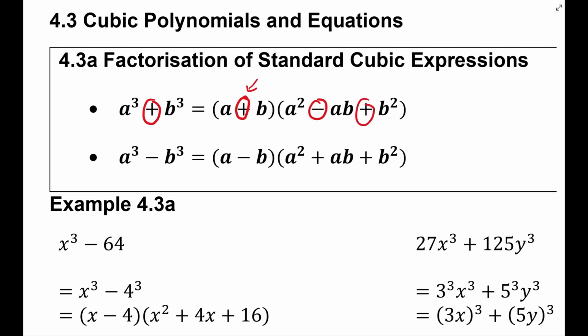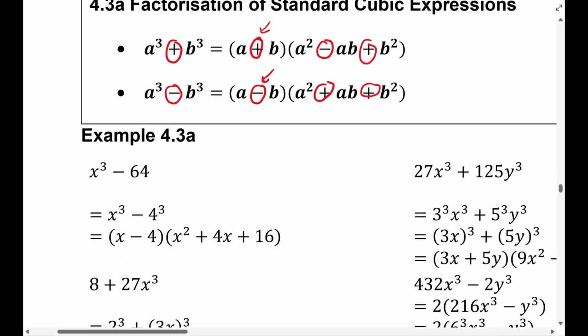Now for a cubed minus b cubed, as I said just now, your first bracket will always follow the sign. So if the first one is minus, then this one will also be minus. Then your second sign will be the alternate of the first sign. So if the first sign is minus, the second sign will be plus. And then your last sign is always a plus sign.